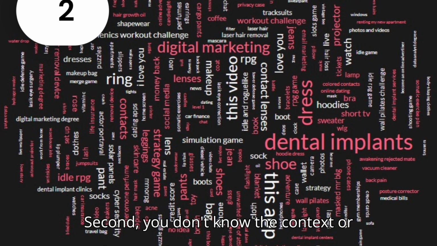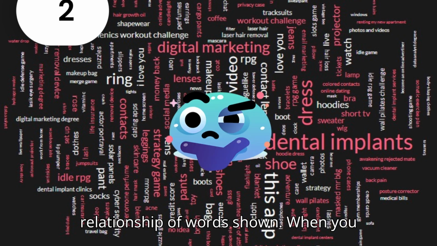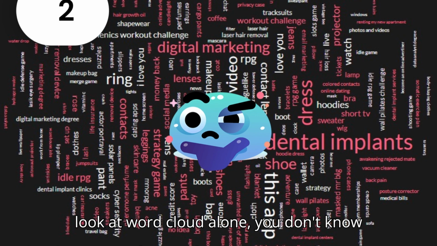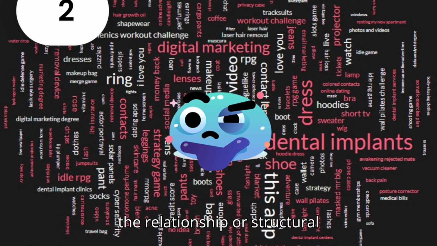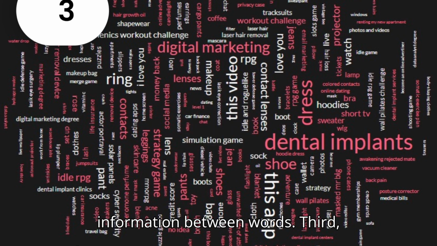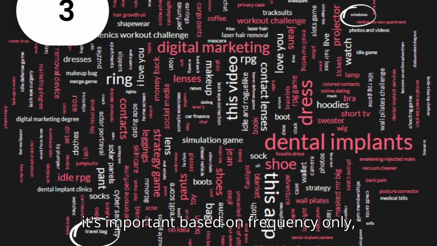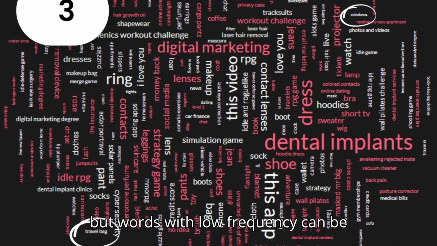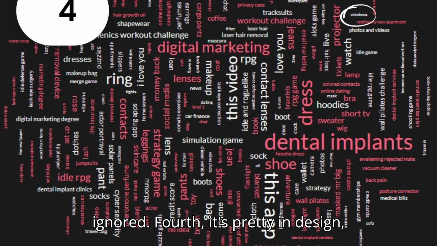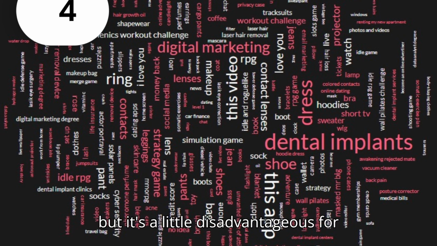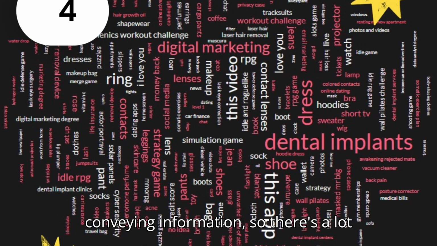Second, you don't know the context or relationship of the words shown. When you look at a word cloud alone, you don't know the relationship or structural information between words. Third, importance is based on frequency only, so words with low frequency can be ignored. Fourth, it's pretty in design, but it's a little disadvantageous for conveying information, so there's a lot of visual noise.